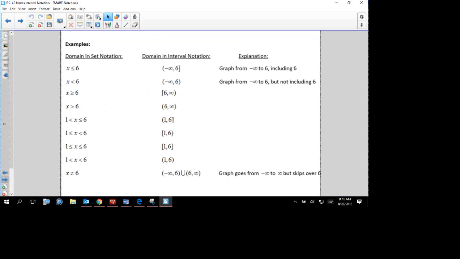And then I had a bunch of examples of the domain in set notation and how you would write the domain in interval notation. And there's no difference between writing range or domain, I just went with domain. The y's would work the same way.